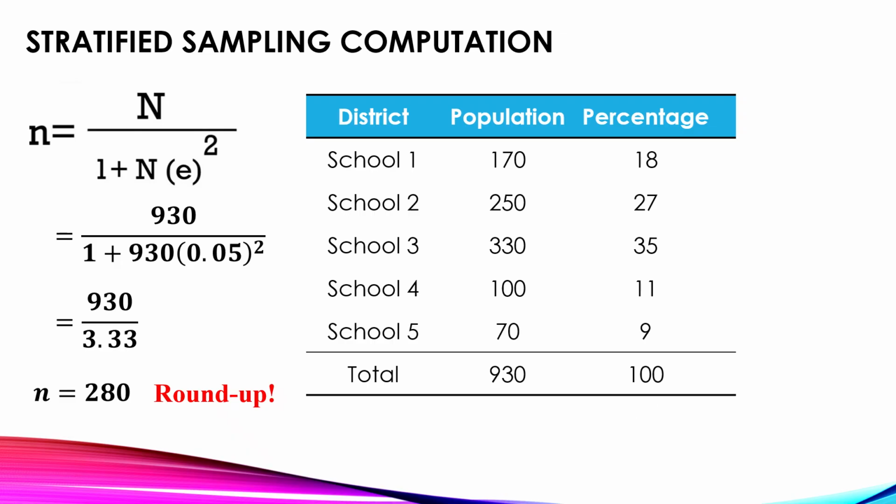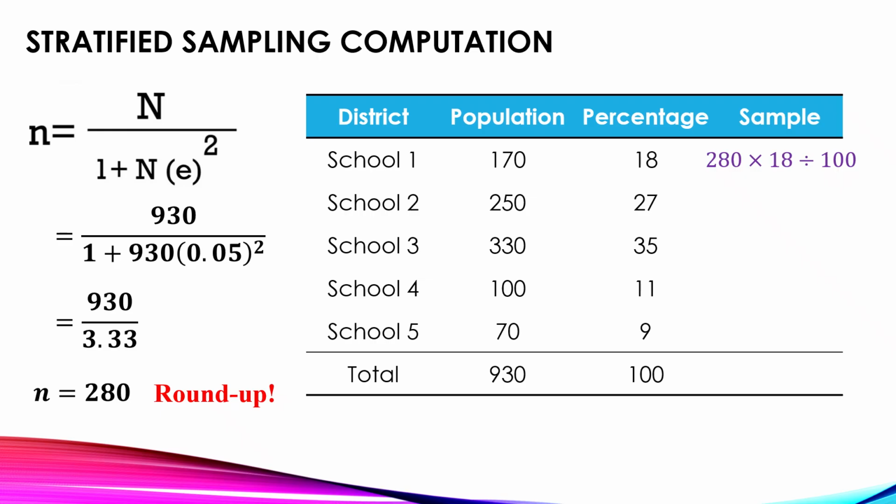Now, after getting the percent, we move to the next column, which is for the sample. So we're going to distribute this 280 to each school. For the first school, since the percent is 18, we're going to have 280, that's the total population sample, times 18 divided by 100. So it will be 51. So that means in school 1, out of 170, you can just collect 51. That's the minimum.